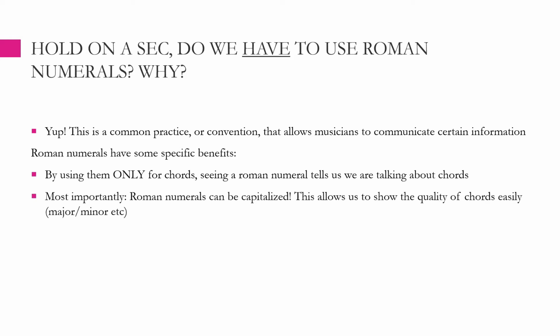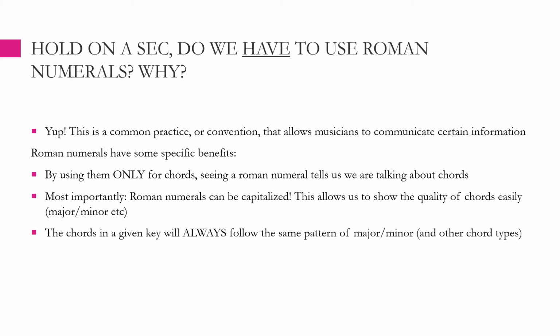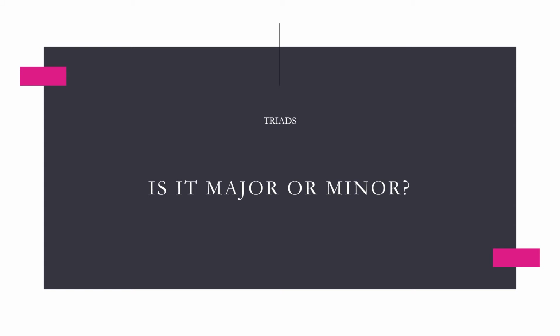But really, the most important reason is because Roman numerals can be capitalized. If they're upper or lowercase, we can tell if a chord is major or minor without having to write a minor when we can just write lowercase 3. The chords in a given key will always follow the same pattern of major and minor, and there are some other chord types. So before we start talking about what actual progressions look like, we really need to determine how a chord or a triad becomes major or minor. So let's jump right into that.